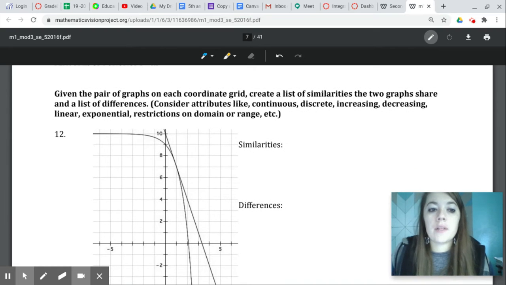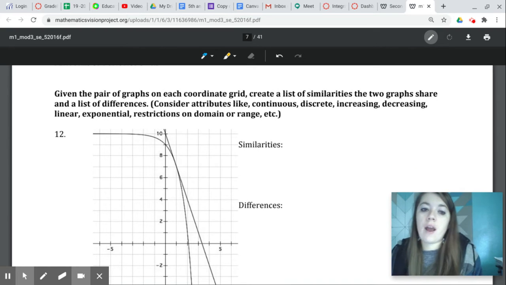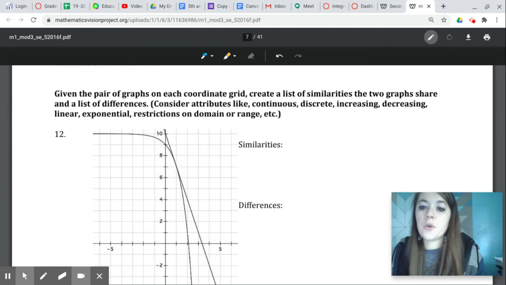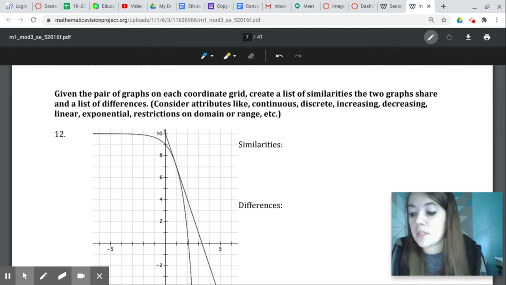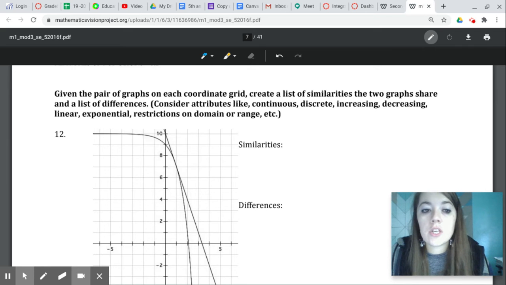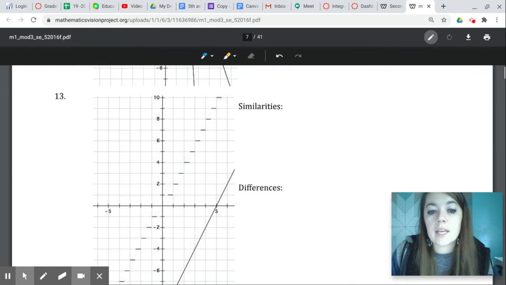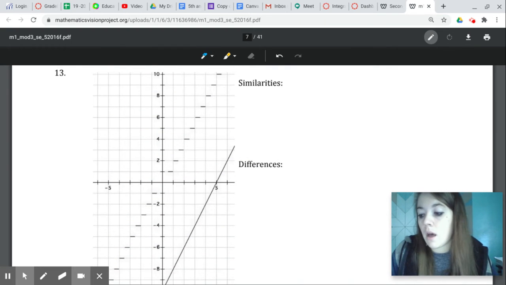All right, the next thing we're looking at is given the pair of graphs on each coordinate grid, create a list of similarities the 2 graphs share and a list of differences. Consider attributes like continuous, discrete, increasing, decreasing, linear, exponential, restrictions on domain and range, etc. So we're going to take number 13 together.